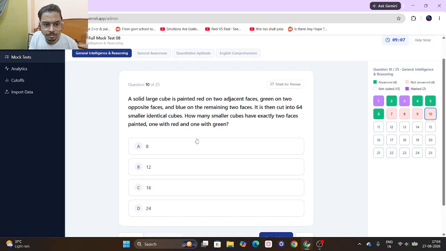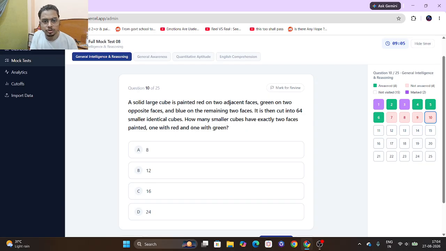This will also take some time. A solid large cube is painted red on two adjacent faces, green on two opposite faces, and blue on the remaining two faces.